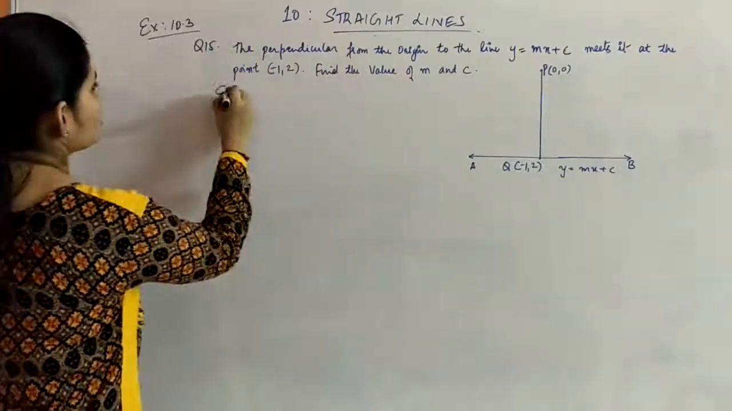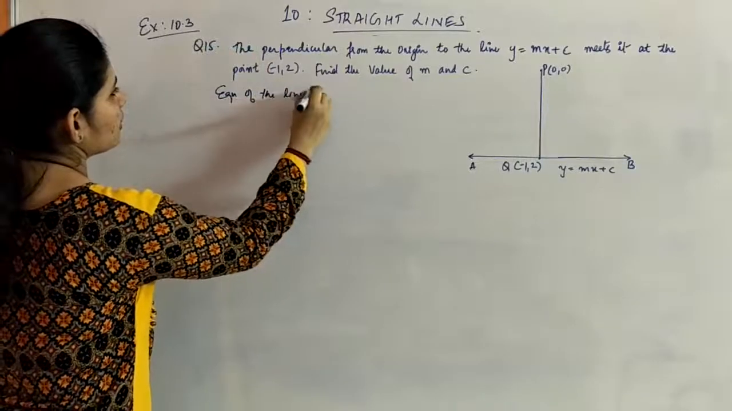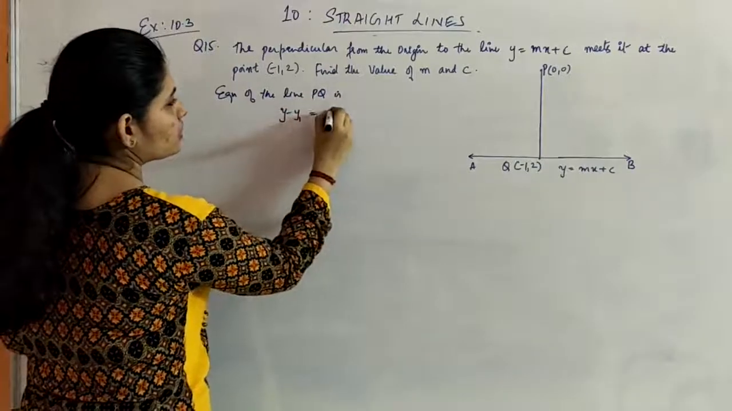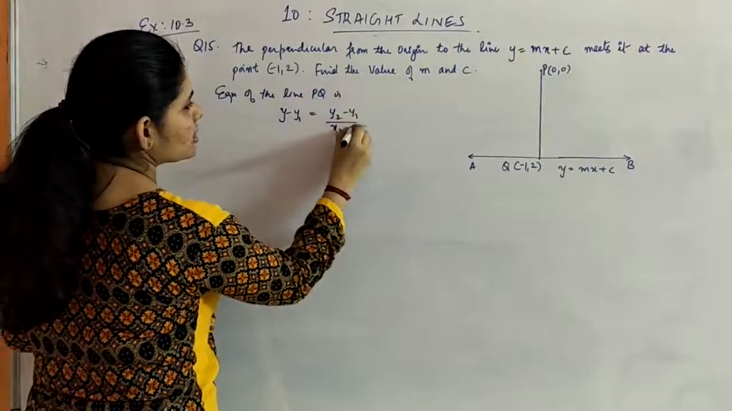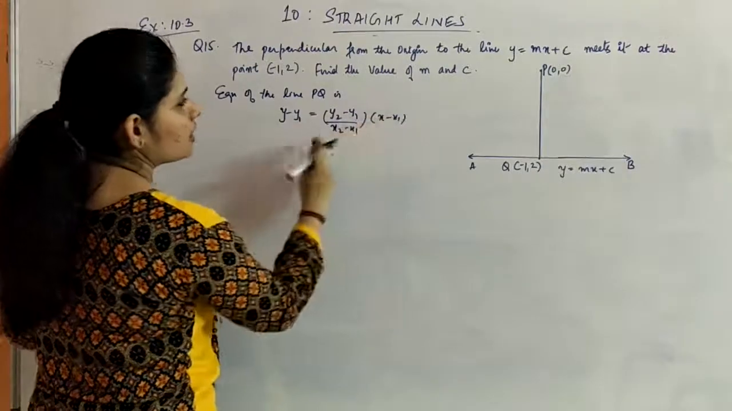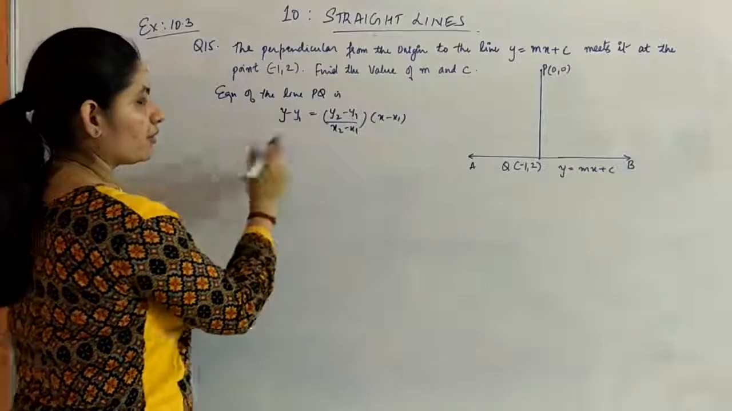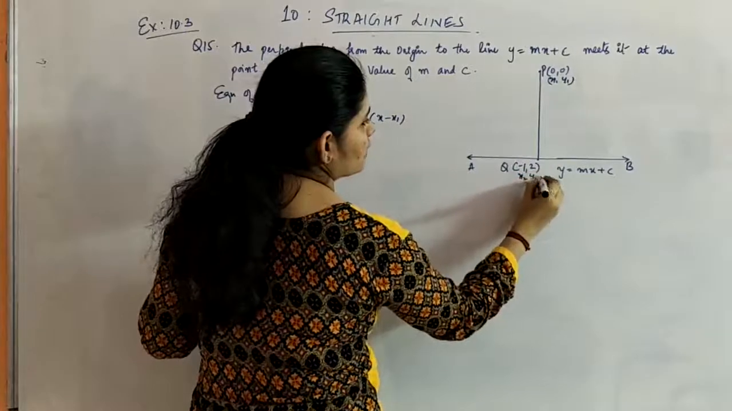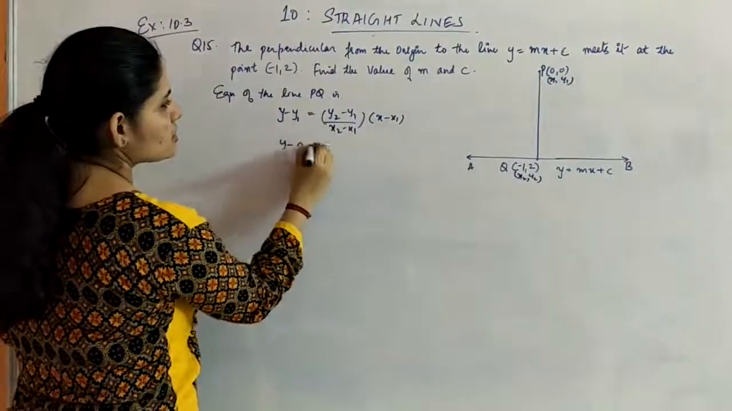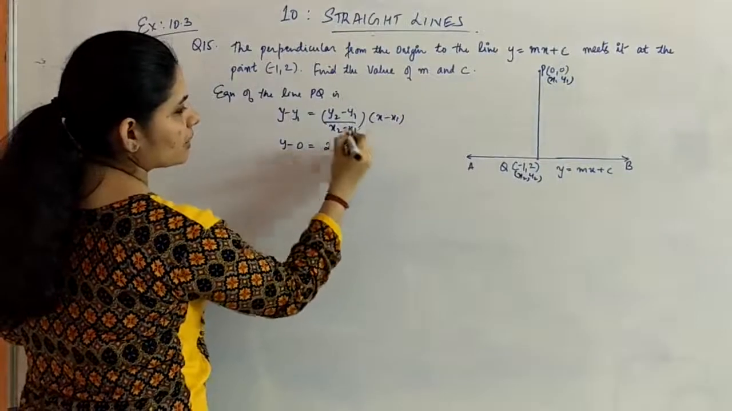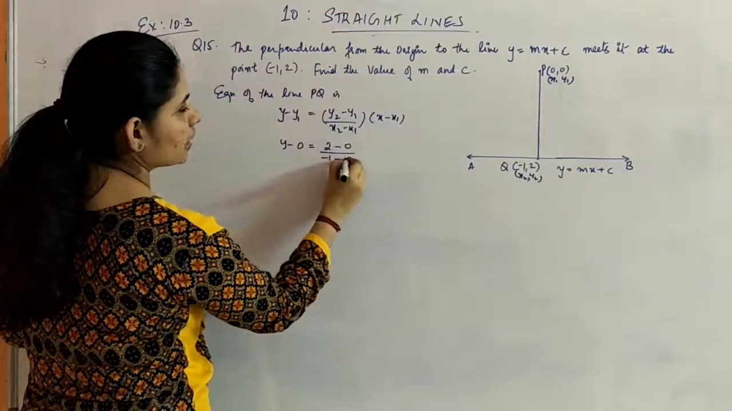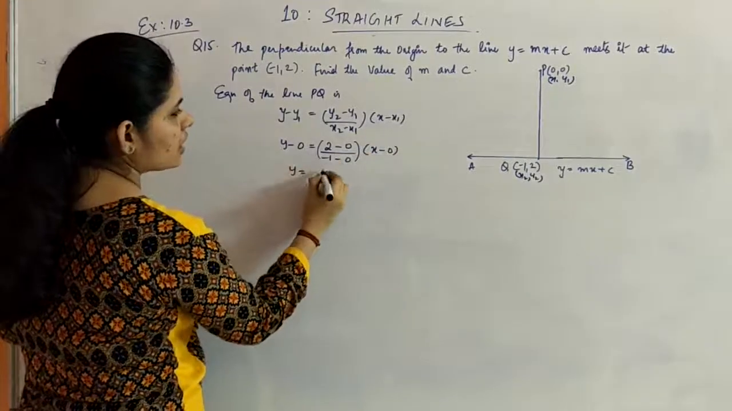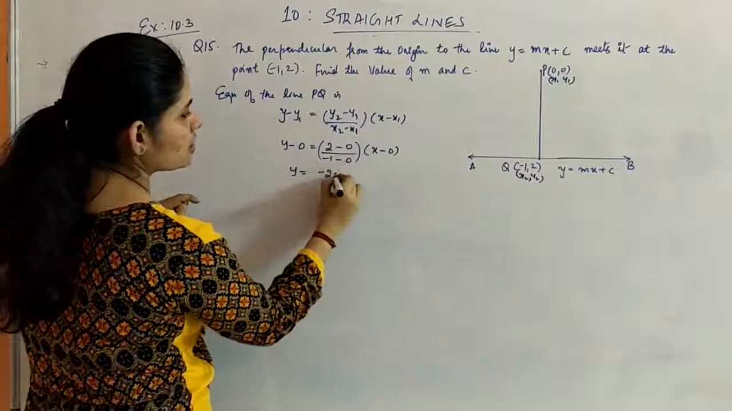So the equation of the line PQ is, what is the formula? y minus y1 equal to y2 minus y1 by x2 minus x1 into x minus x1. You have 2 points on the line, so you can use the 2-point form, replacing the values. This is your x1 y1, this is your x2 y2. So you will get y minus 0 is equal to y2 is 2 minus y1 is 0 divided by x2 is minus 1 minus 0 into x minus x1 is again 0. So you'll get y is equal to minus 2x.